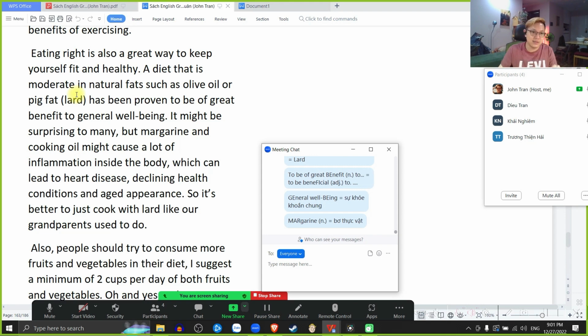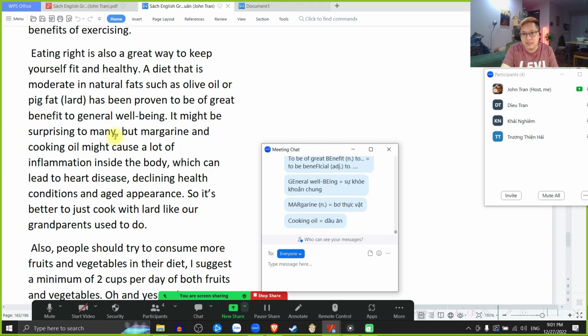Cực kỳ tệ luôn á, sức khỏe. Margarine và cái cooking oil. Nhưng mà nó ngon lắm nha. Nó rất ngon nhưng mà nó hại sức khỏe. It's very delicious, but bad for your health. Dầu ăn và margarine là những thứ mà con người tạo ra, nó không tự nhiên, không tốt sức khỏe đâu. Margarine and cooking oil are human made. It's not good for your health. Might cause a lot of inflammation.